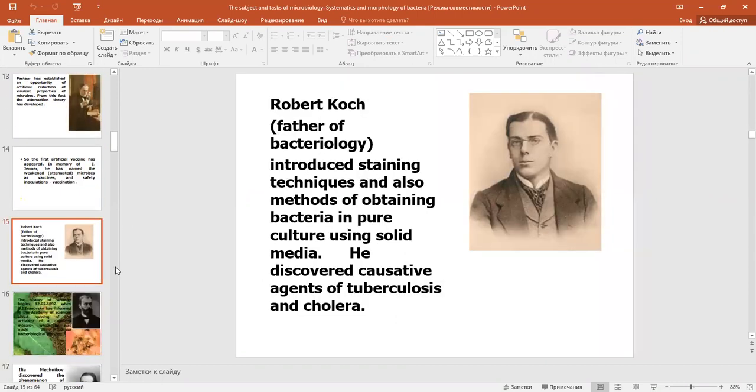Okay, then Robert Koch, father of bacteriology, German scientist, introduced staining technique. He did study many bacteria. He did isolate Vibrio cholerae. He did isolate tuberculosis bacteria. And he introduced staining techniques for bacteria and also methods of obtaining bacteria in pure culture using solid media. And he discovered causative agents of tuberculosis and cholera. He was very famous at that time.